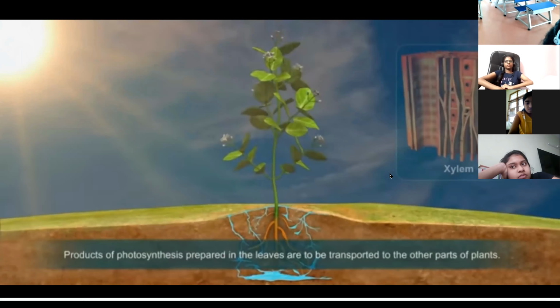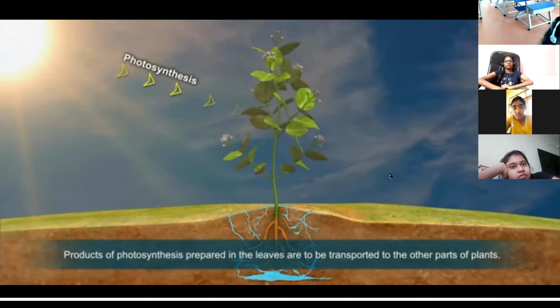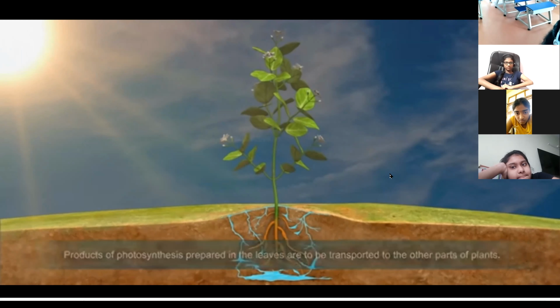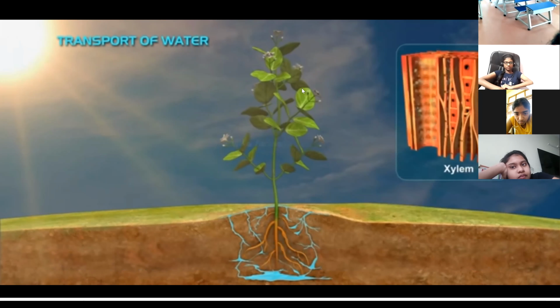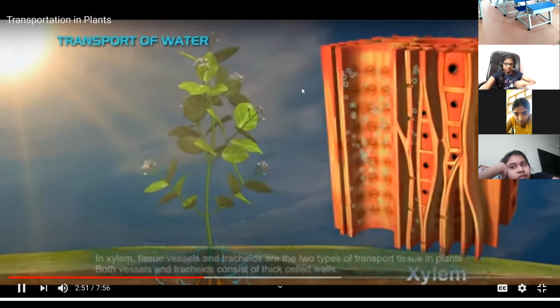Products of photosynthesis prepared in the leaves are to be transported to the other parts of plants. This can only be transported by the food carrying tubes, also known as phloem. Transport of water in xylem tissue.